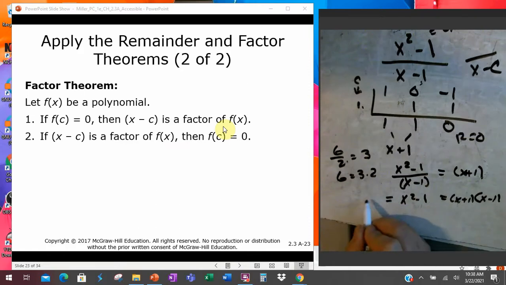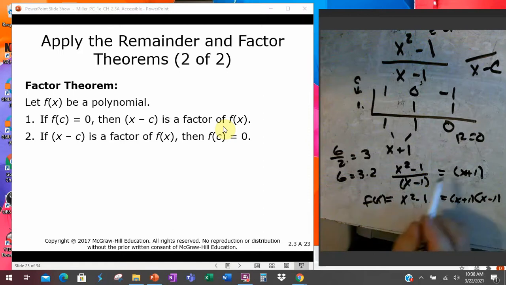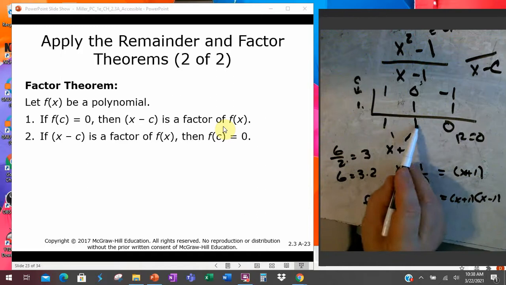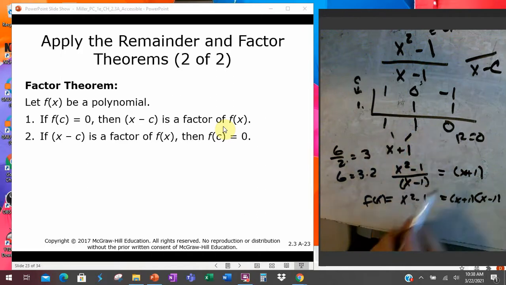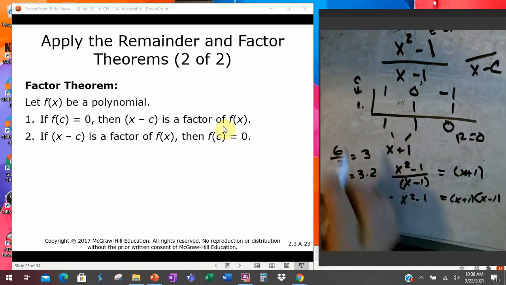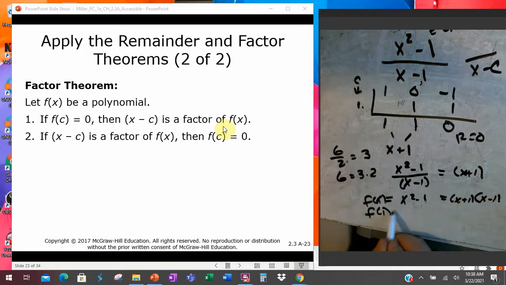Now, I want to look at this as a function. I divided by x minus 1. I got a remainder of 0. And now if I do that f of 1, notice that is my 1 plus 1. This is my factored form times 1 minus 1. This is 0. This will be 0. That's basically what this is saying as a remainder theorem.